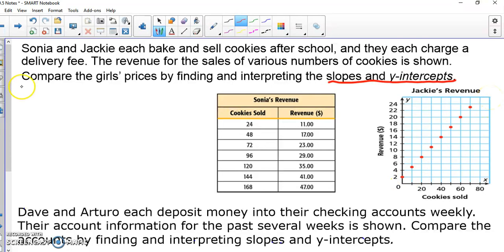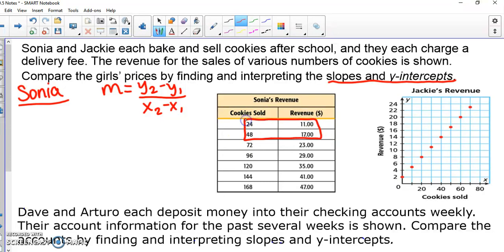We're going to start with Sonia first, just because her graph is first. We're going to find the slope of her data. If you'll remember from a long time ago, for slope we subtract the y's on top, and then we subtract the x's on the bottom. I'm just going to pick her first 2 points and use each of those to find the slope. On top I'm going to have 17 minus 11. On the bottom I'm going to have 48 minus 24. If I simplify that, I get 6 over 24, which simplifies to 1/4.